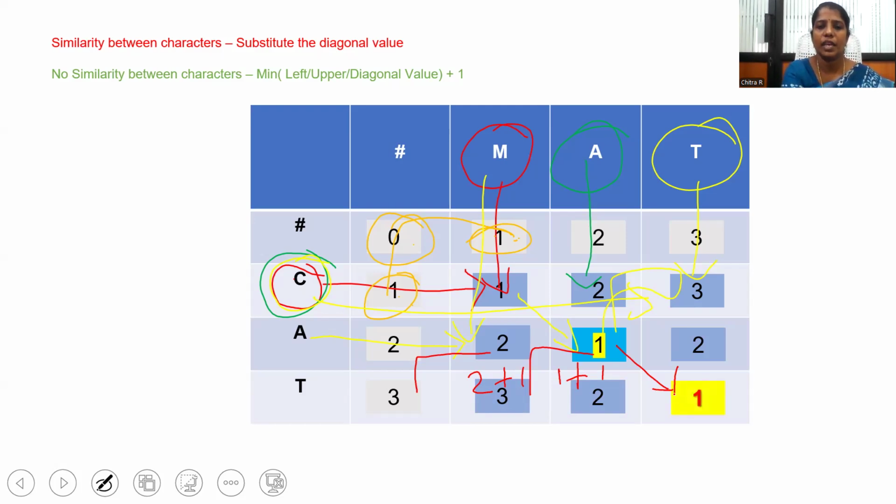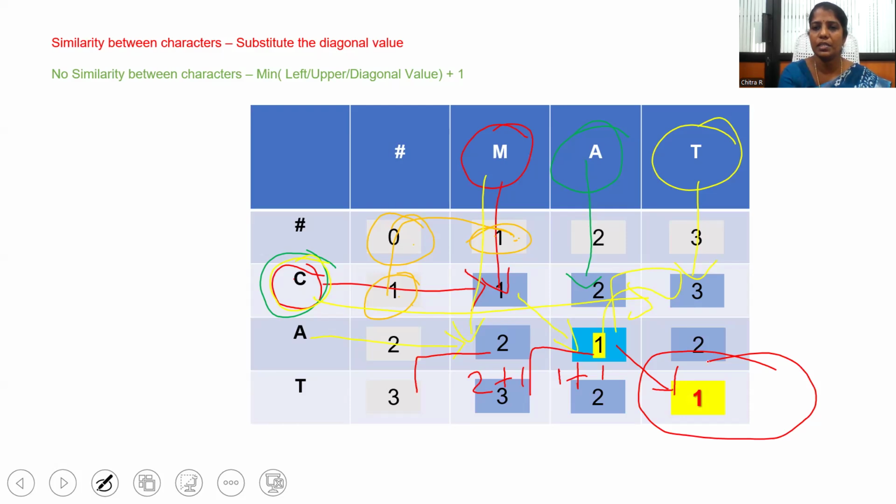Like this, the values can be calculated and substituted. Finally, see this diagonal. Here, the value is equal to 1. That is the minimum distance. Now you can see mat and cat. To convert mat into cat, you replace M with C. That is, substitute C instead of M.